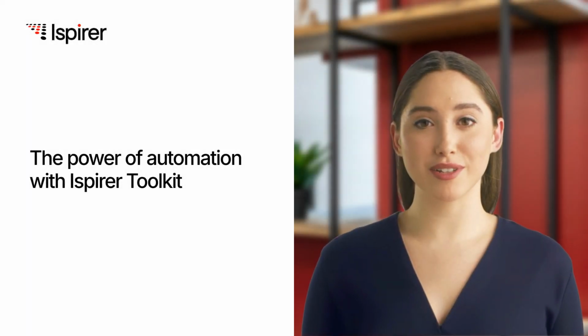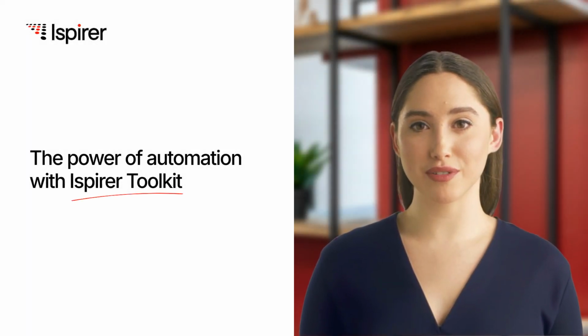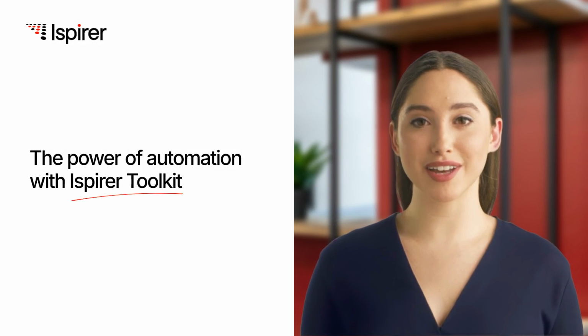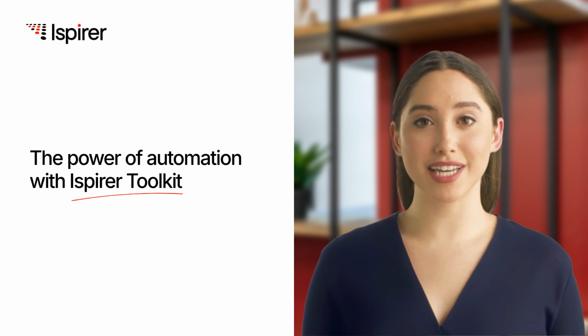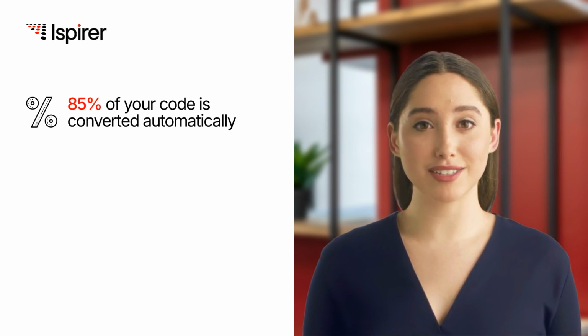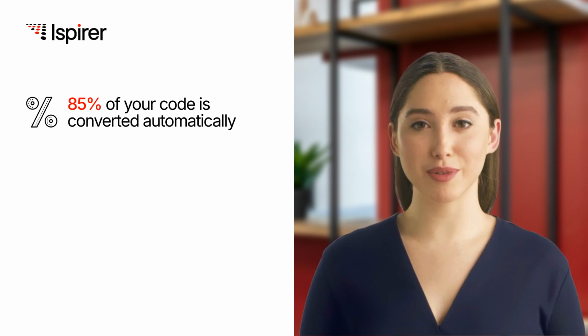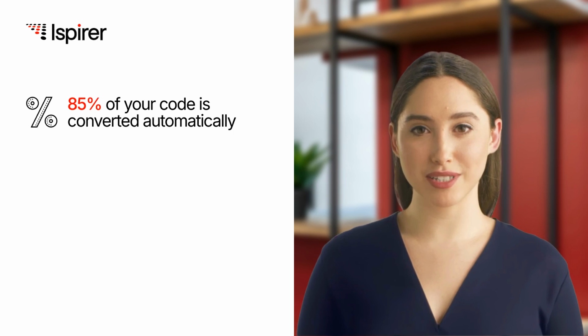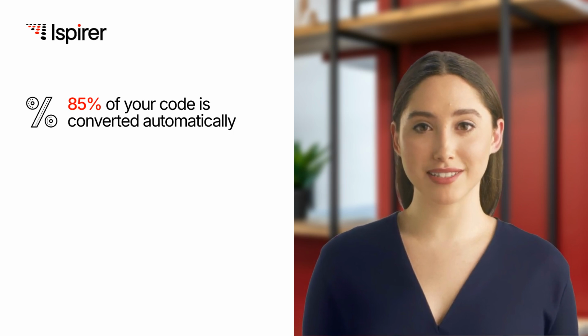But what if you're considering automation? Let's talk about a robust tool that can make this process seamless. Ispirer Toolkit. Here's why this software is a game changer. With Ispirer, over 85% of your code is converted automatically. This means you're avoiding hours or even weeks of manual work. Plus, automated conversion means fewer human errors, which speeds up testing and reduces debugging time.